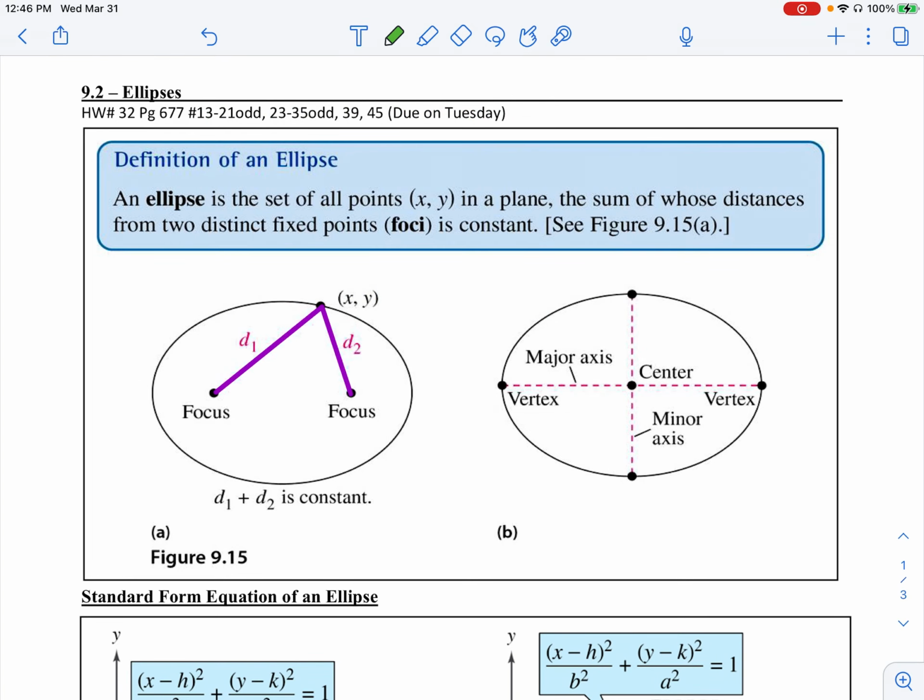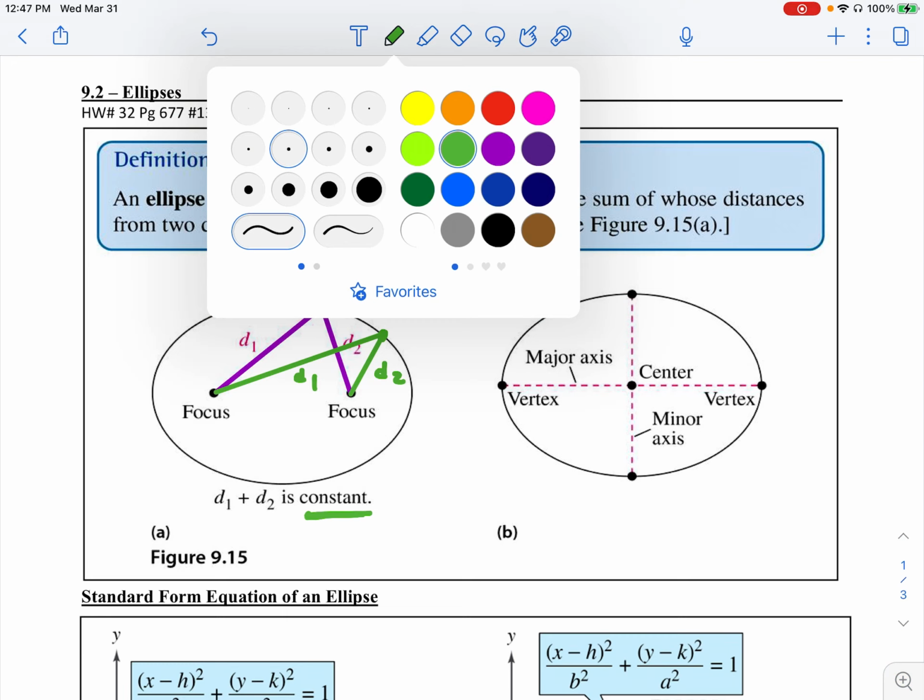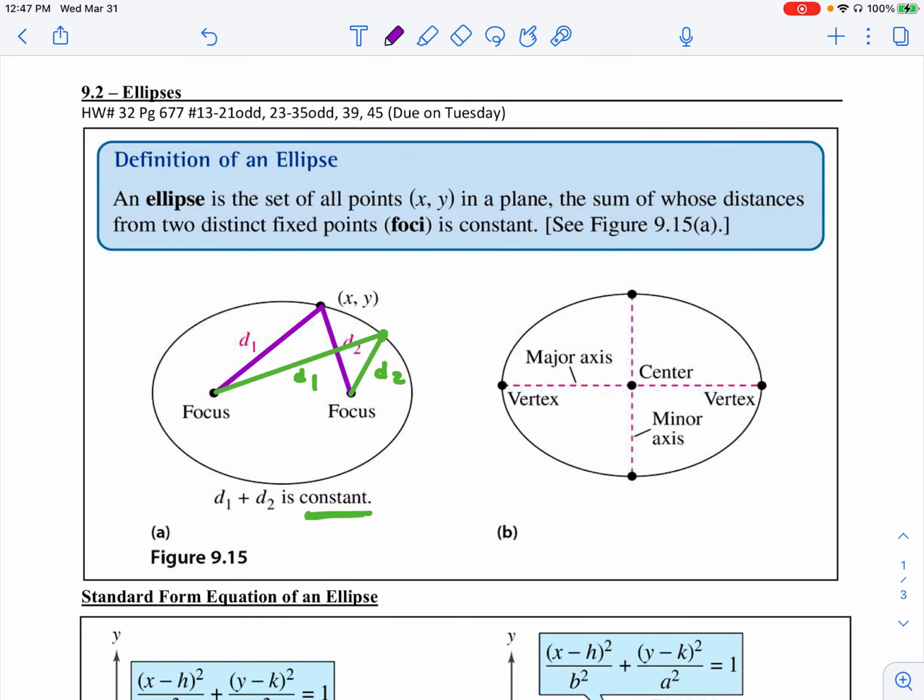And any point where the distance between that point and the focus, and that same point to the other focus, in this case, this is my new D1 and this is my new D2, as long as that sum is the same as this constant that we found earlier, then that is a point that lies on our ellipse. In other words, any point where the sum of the two distances from the foci remains constant lies on an ellipse.